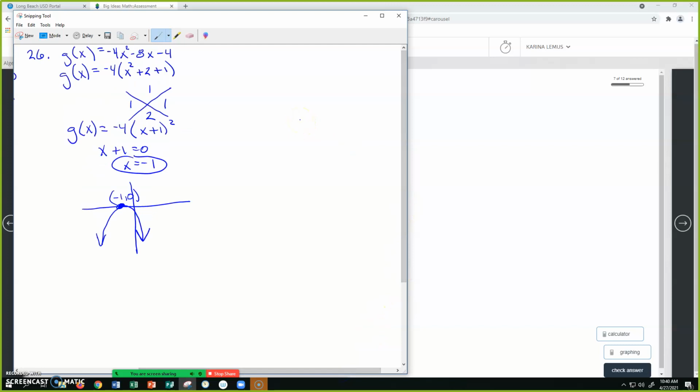All right, so I'm going to go ahead. I want to do, let's see, that was 26. So I'm going to do 28 right here. And then I'm also going to just do it on graphing. So h of x is equal to x squared minus 36 and also x minus 11.